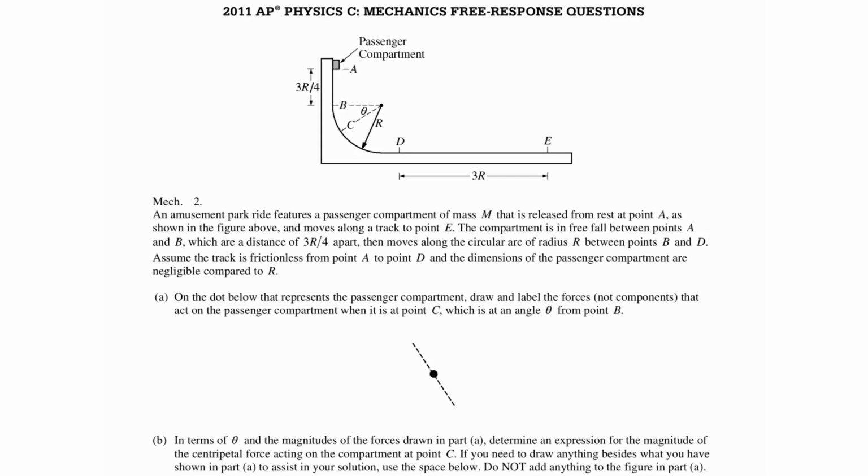In the description of the problem, they say to assume that the track is frictionless between points A and D, and so since C is between those 2 points, there will be no friction that acts on the compartment at point C. There are only 2 forces that act on the compartment at point C. One of those forces points straight down. It is the gravitational force, and the other force is the normal force, which points perpendicular to the surface. Those are the only 2 forces that act on the compartment at that point, and so I feel that is all we need to have drawn on our diagram for part A.